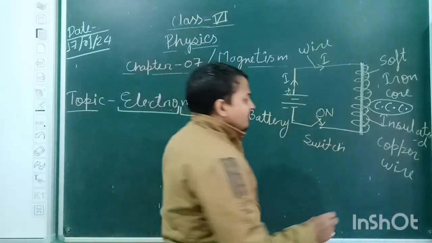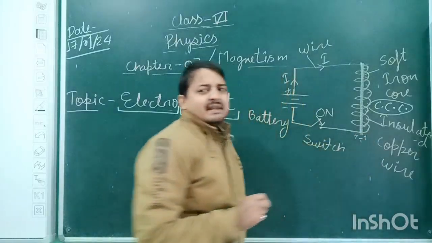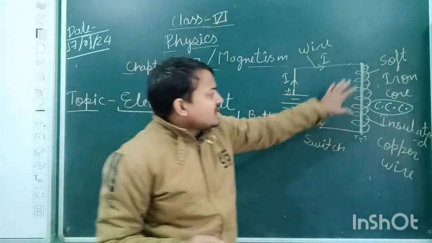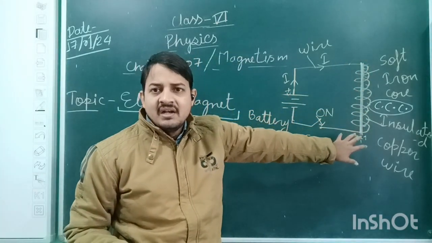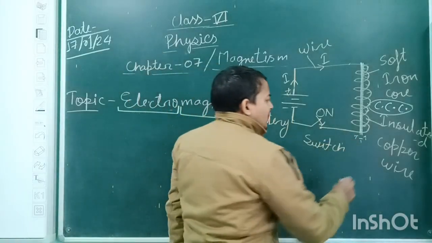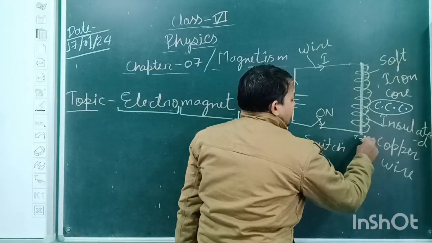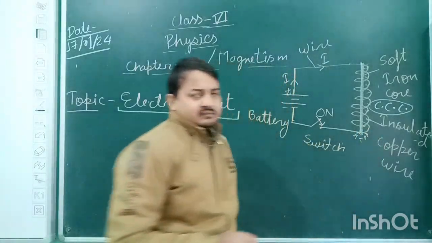Now whenever you take a small clip or small iron nail, what will happen? This substance, this soft iron core, has a kind of ability to attract ferromagnetic material. So if you try to take any iron nail or small iron clip, it will attract it.